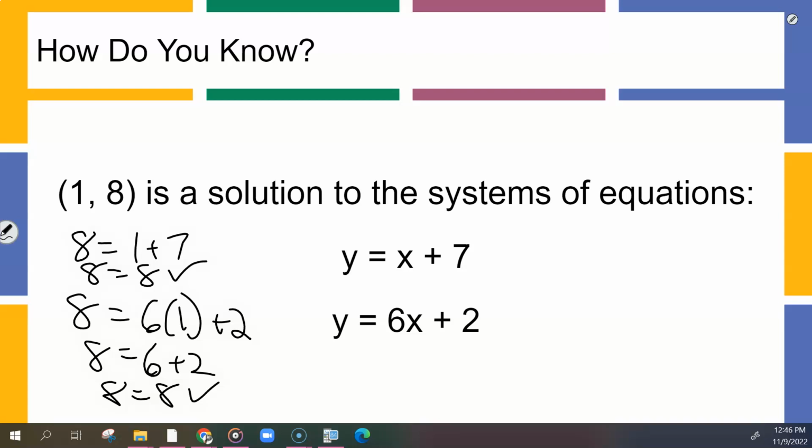Or you could have also graphed both of these in your calculator, found the intersection, and then saw that that intersection was the same. So any of those methods would have worked.